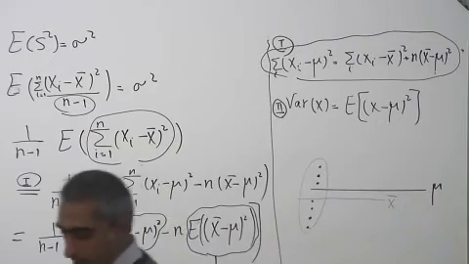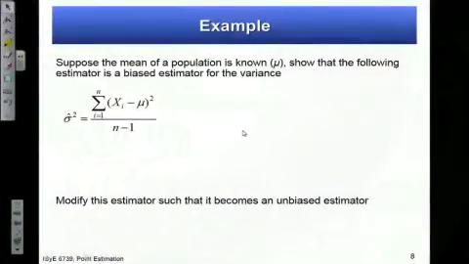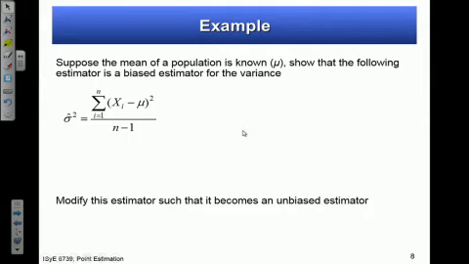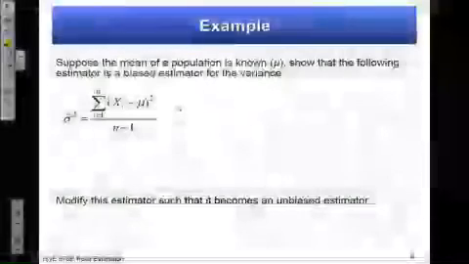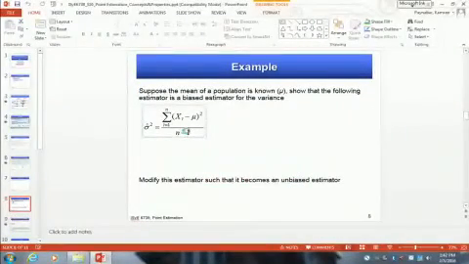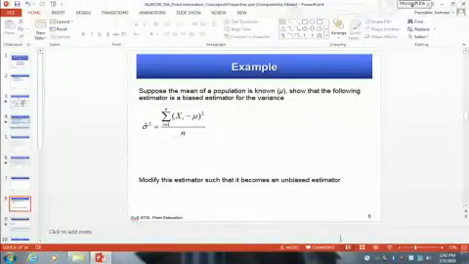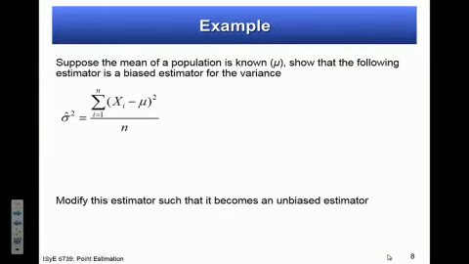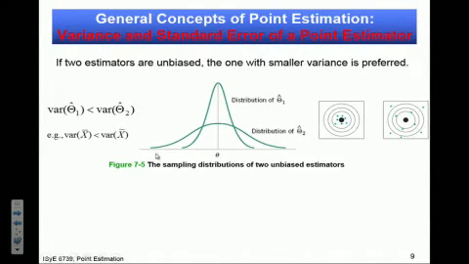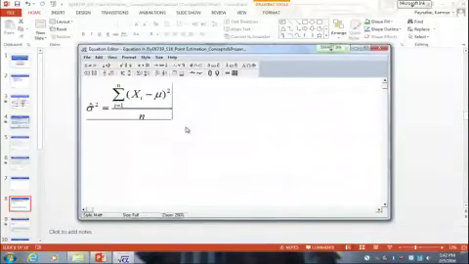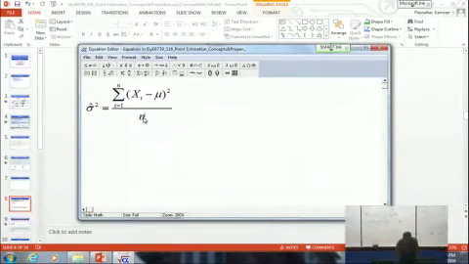Okay? So I think I need to hurry up. One more example. Actually, I think there's a problem here. This should be n, not n minus 1. Let me just fix it right here. So it says, suppose the mean, show the following estimator is a biased estimator of the variance. I'm sorry, that's mu. That was correct.